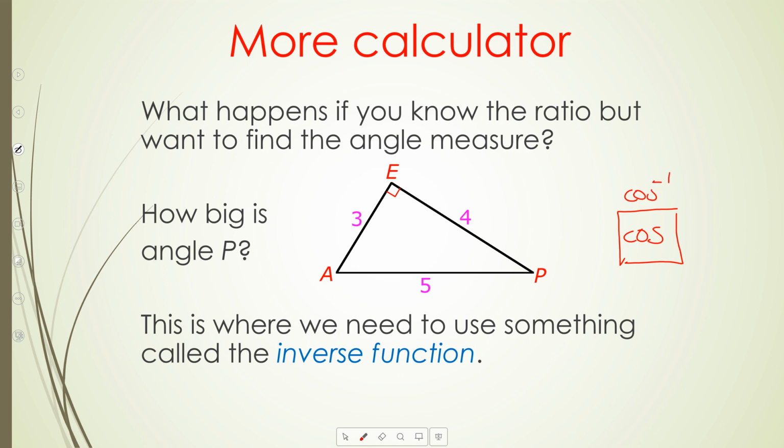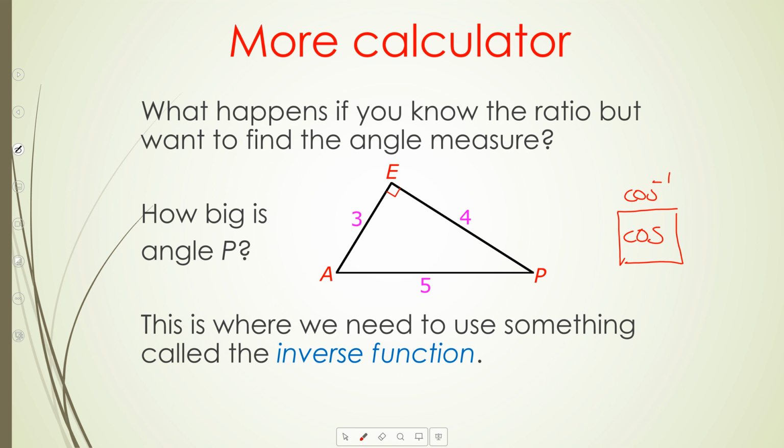Above the cosine button, above the sine function, and above the tangent function, is what's called an inverse function. What does an inverse function do? It undoes the function. So what's the inverse function of addition? Subtraction. What's the inverse function of multiplication? Division. What's the inverse function of squaring? Square rooting. Right. So functions have inverse functions. They undo what the original function does.